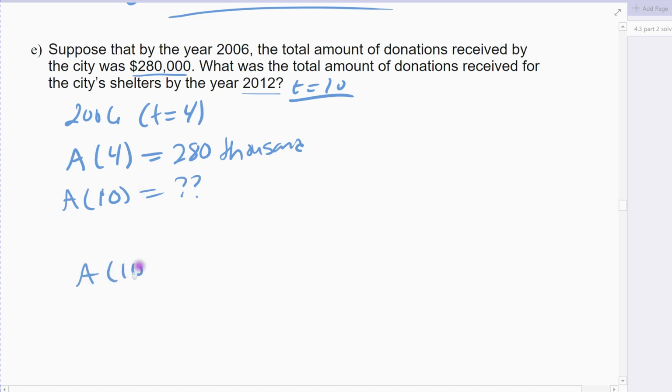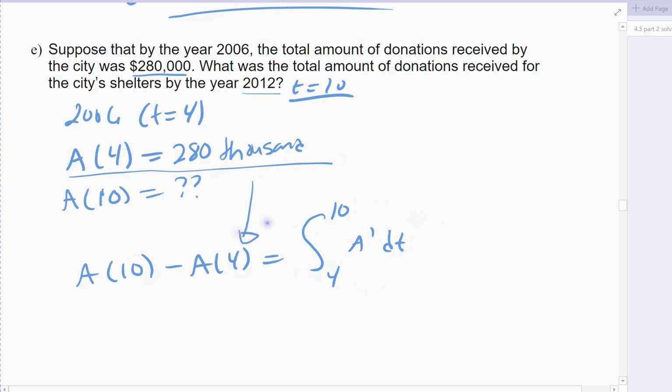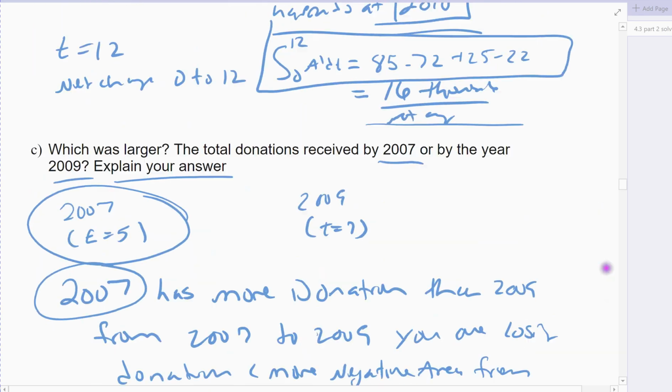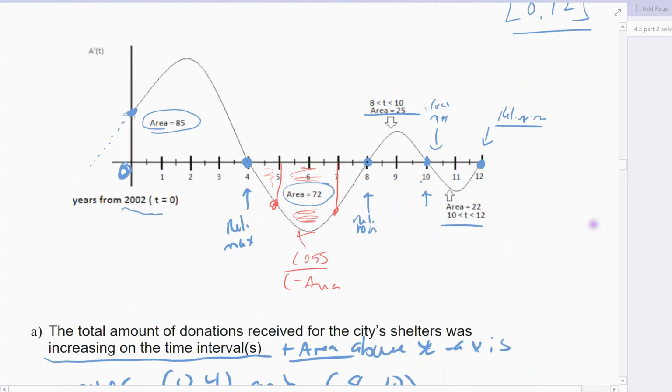And so what you're going to do is use that net change, A10 minus A4, which I can find using my antiderivative from 4 to 10 of my rate of change function, right? I can solve that using areas. I know what A4 is, so I can plug that in, and so what's going to be left over is A10. All right, so A10 minus the 280 equals, well, I've got to figure this out. Biggest thing to remember here is I start at 4 and stop at 10, so it's just the areas between 4 and 10. So when I go look at my picture, I'm only going to add up the areas between 4 and 10.